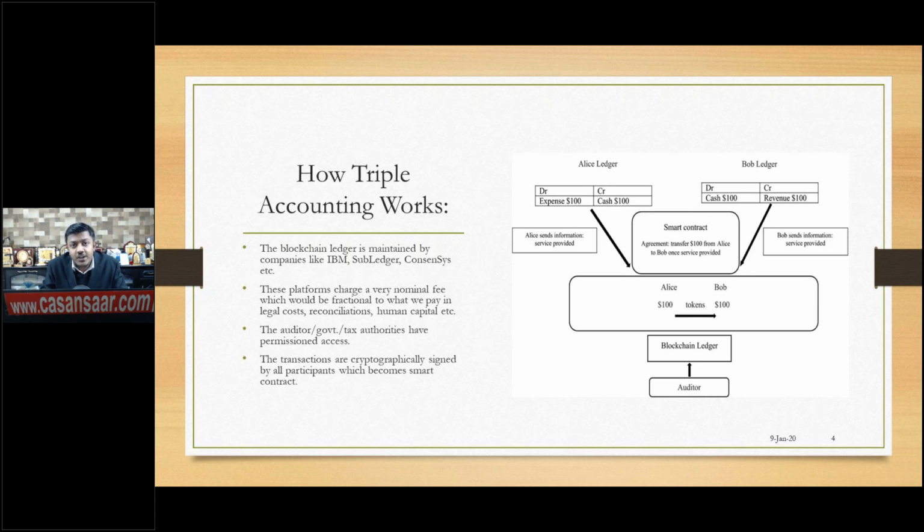So $100 will be taken out from Alice's account, converted into cryptocurrency, and stored in the smart contract itself. It will not go anywhere. As soon as the services are completed, that $100 worth of Bitcoin will be given to Bob by converting those Bitcoins back into the currency in which Bob wants it. So even cross-country, cross-boundary transactions, where there are different currencies and you have to buy and sell all those currencies, even that is taken care of. In this way, the triple accounting system is coming up and is going to replace all the accounting jobs that we see today.